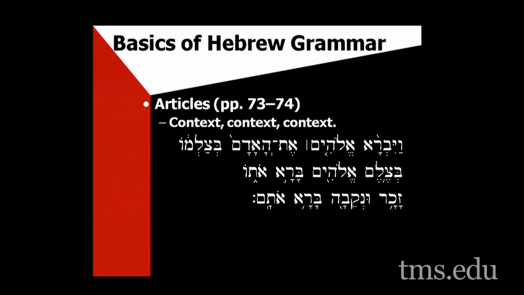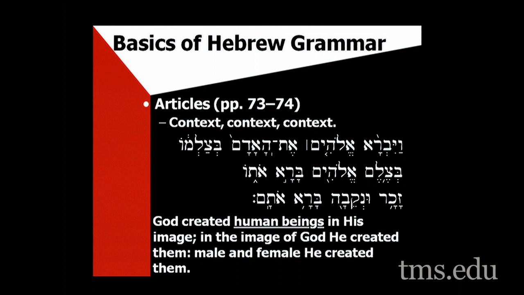It's generic. God created human beings in his image. In the image of God, he created them, male and female, he created them. And then later in chapter 2, we're going to have that broken down to describe exactly how God created the man and exactly how God created the woman.